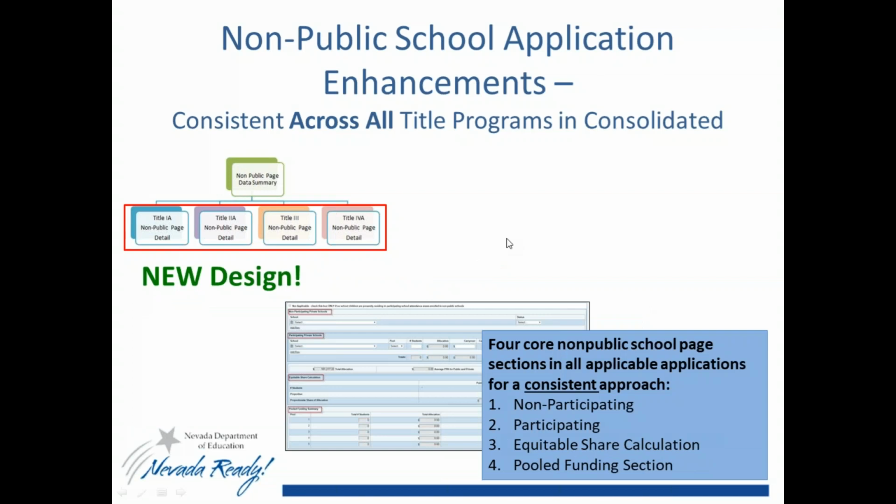With the new design, each non-public school application section now has 4 key elements. The first element is a section for non-participating schools. The second is for capturing data for participating non-public schools. Then there's a section to determine the equitable share calculation, as well as how to track pooled funding sections, and we'll talk about that a little bit later.